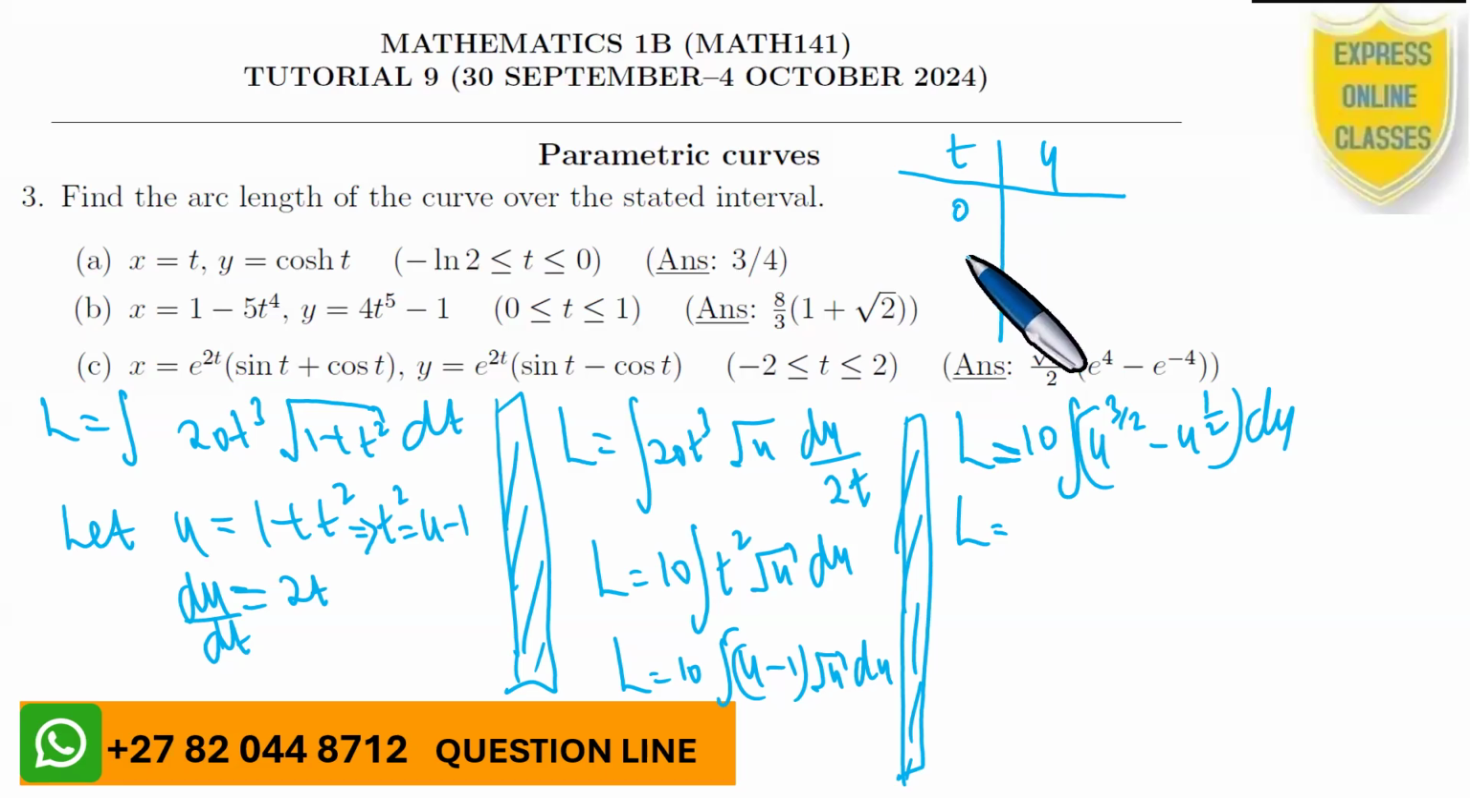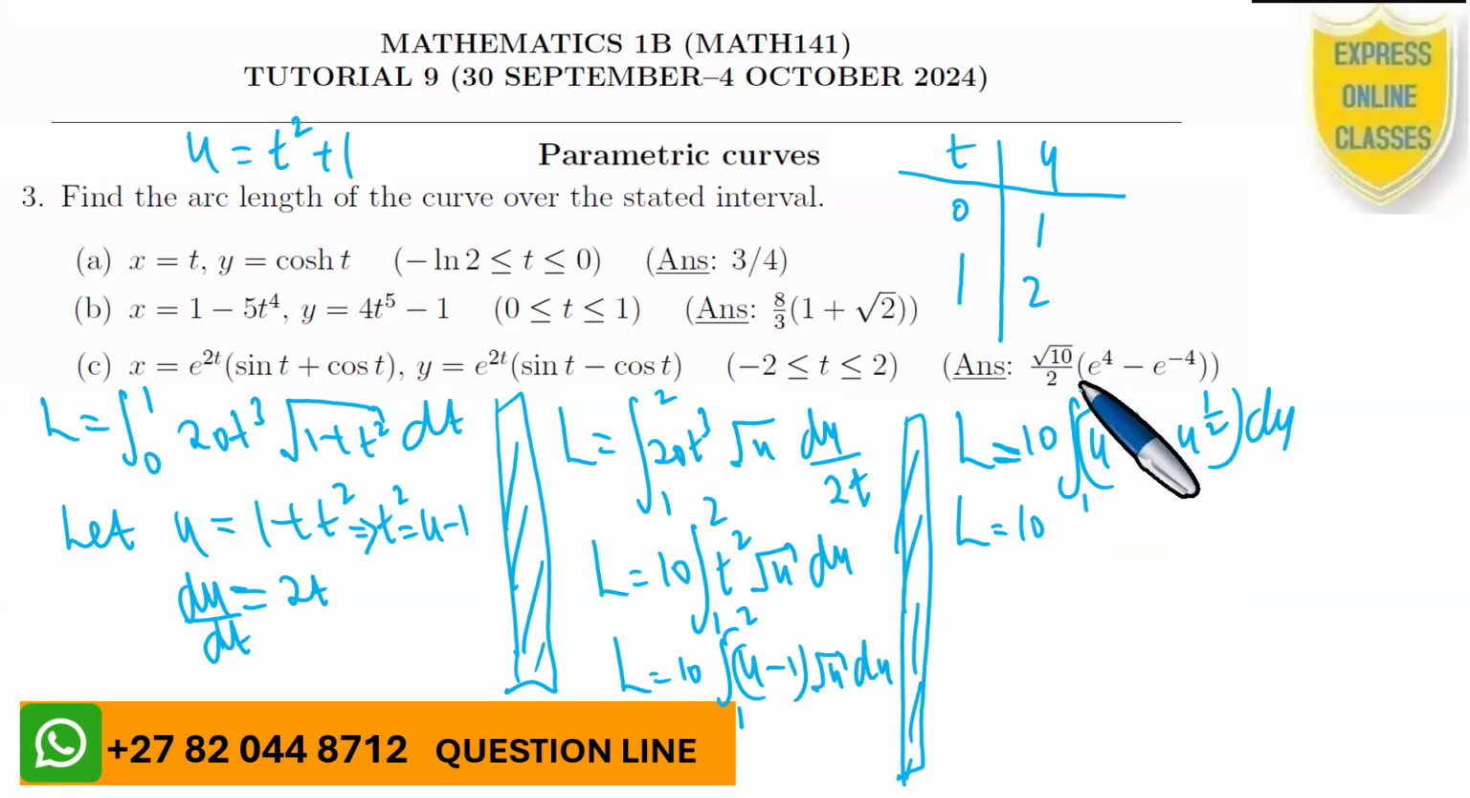T becomes 0 to 1. Means in u, because if you look at u, it is t squared plus 1. So if t is 0, then you have 1. If t is 1, then you have 2. You see here, the t is from 0 to 1, but the u is from 1 to 2.